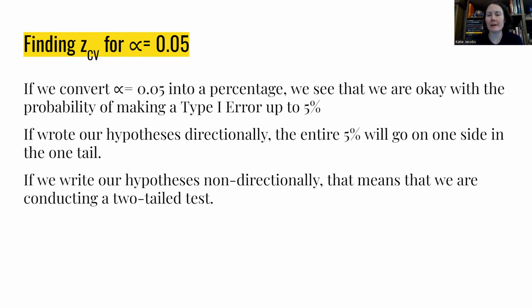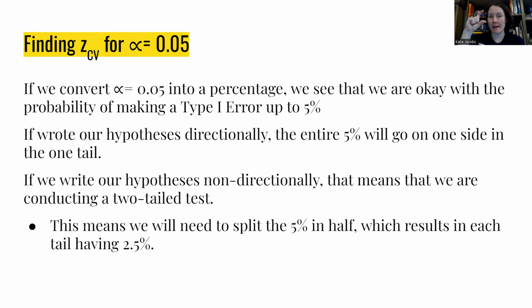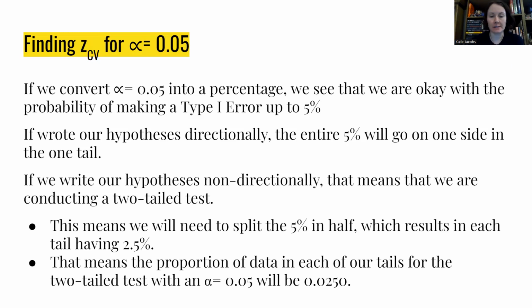Now, if we wrote our hypotheses non-directionally, then that means that we're conducting a two-tailed test, and we'll need to split that 5% in half, which results in each tail having only 2.5%. That draws those critical values out further away from 0, which means we need a bigger difference between our sample mean and our population mean in order to say that they are significant differences. So again, if we convert that percentage into a proportion, we're going to be looking for an area beyond Z of 0.0250 if we wrote our hypotheses non-directionally, because we're doing a two-tailed test.